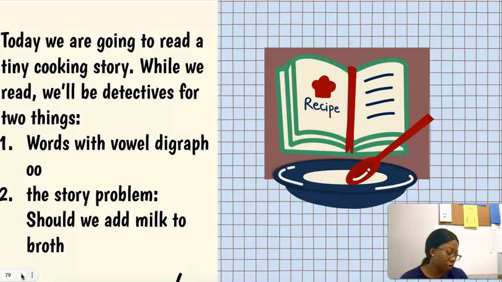We're going to look for words with digraph OO, and you're going to use your highlighters to highlight that word or those words. And then we're going to look at the story problem, which is, should they add milk to broth?